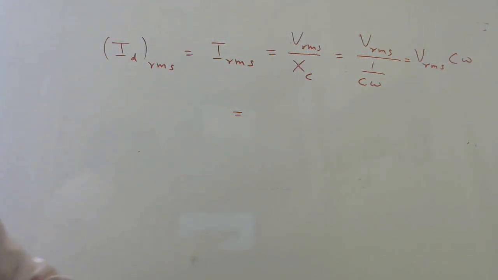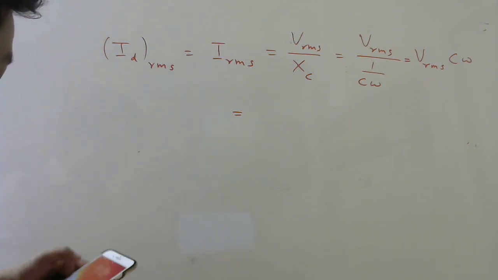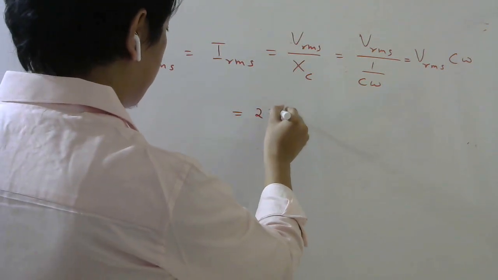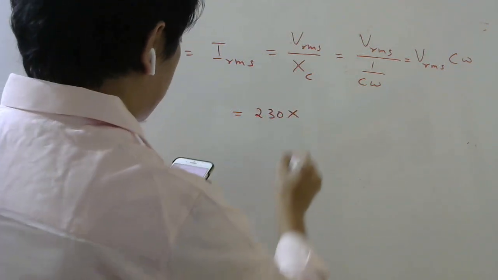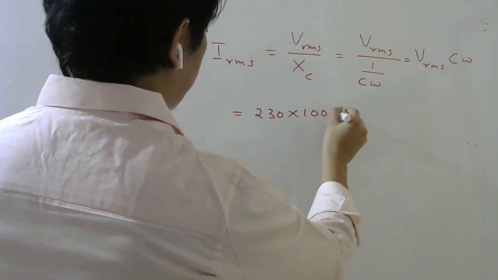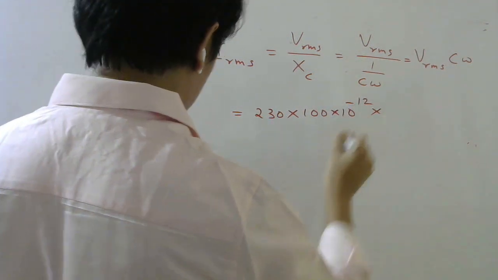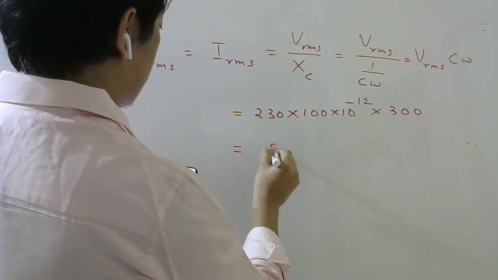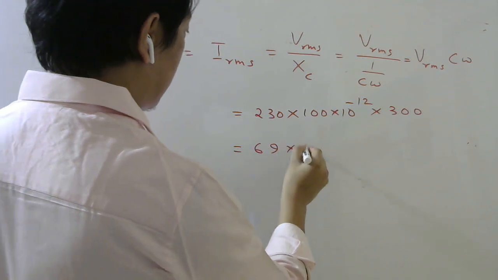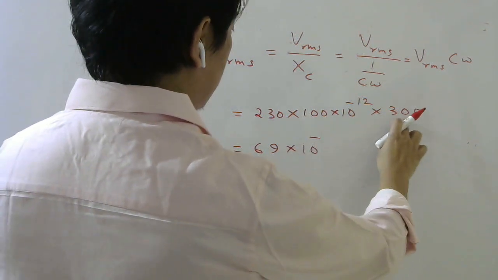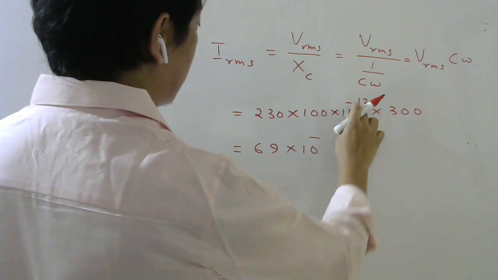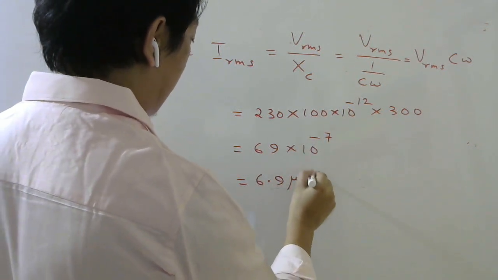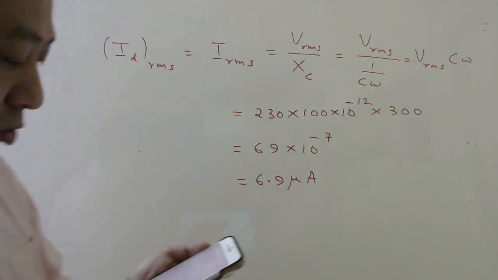So what is Vrms? Let us check in the question. Applied voltage is 230. Capacitance is 100 picofarad. Pico means 10 power minus 12. And omega is 300. So 3 3s are 9, 3 2s are 6. 69 into 10 power minus 1, 2, 3, 4, 5. 5 minus 12 is minus 7. So 6.9 microampere, which means first option is correct.